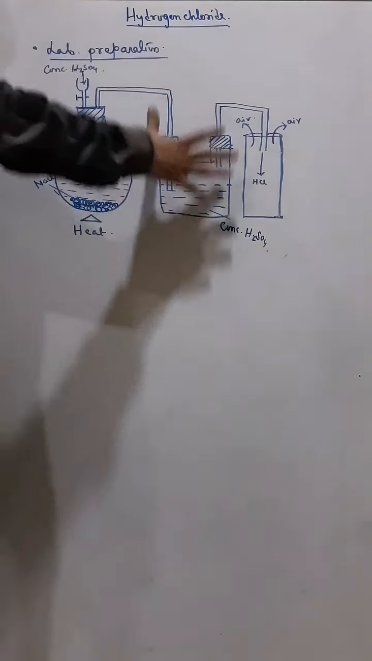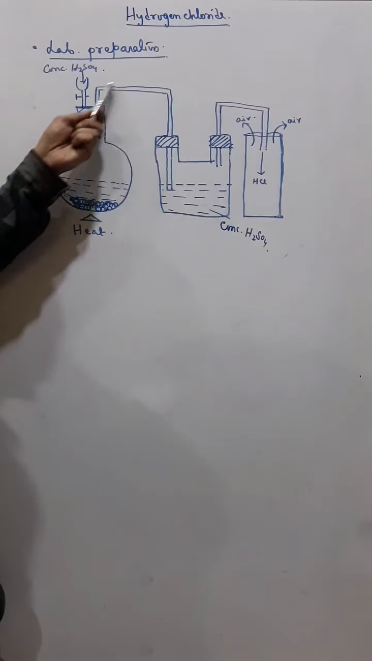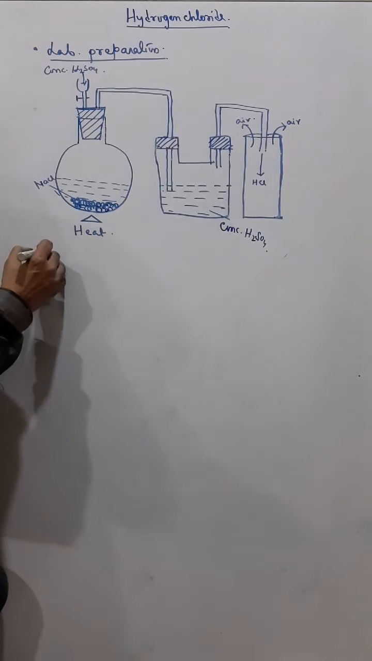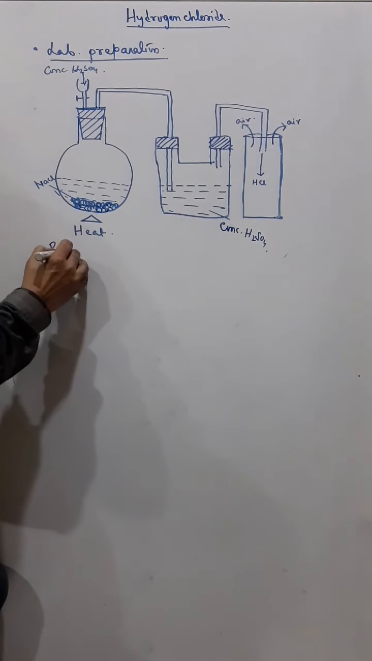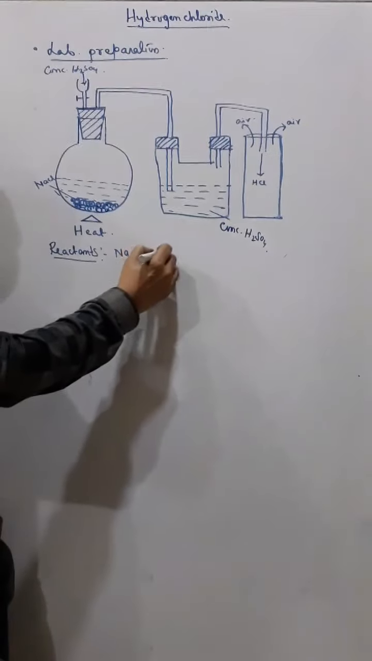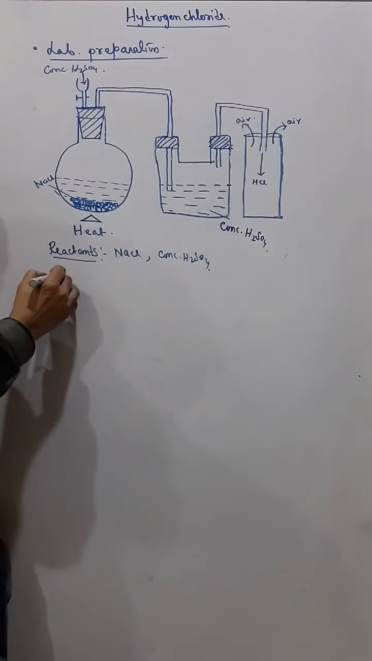Okay, now we'll do laboratory preparation. You can see the arrangement of laboratory preparation here. This is a round bottom flask, a thistle funnel, and the delivery tube. This is a Woulfe's bottle, and this is a gas jar. Now, the reactants we take in the laboratory are NaCl and concentrated sulfuric acid. So these are the two reactants, NaCl and concentrated sulfuric acid.